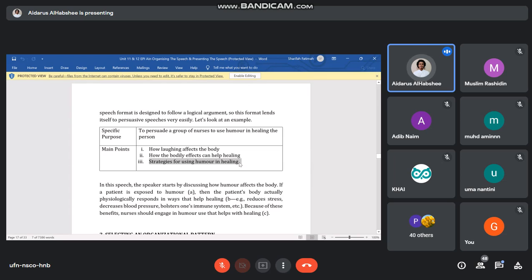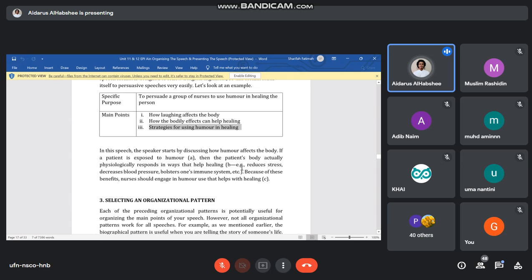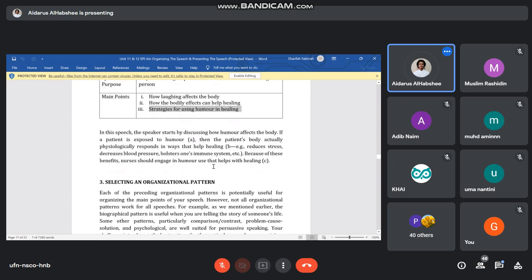So you have already confirmed from A to B that humor leads to laughing, and laughing leads to healing. So you already have A to B to C. On the third point you go straight to creating strategies on how to use humor in healing, because we already established that humor leads to laughter, which leads to healing. So A to B to C. This is the example.